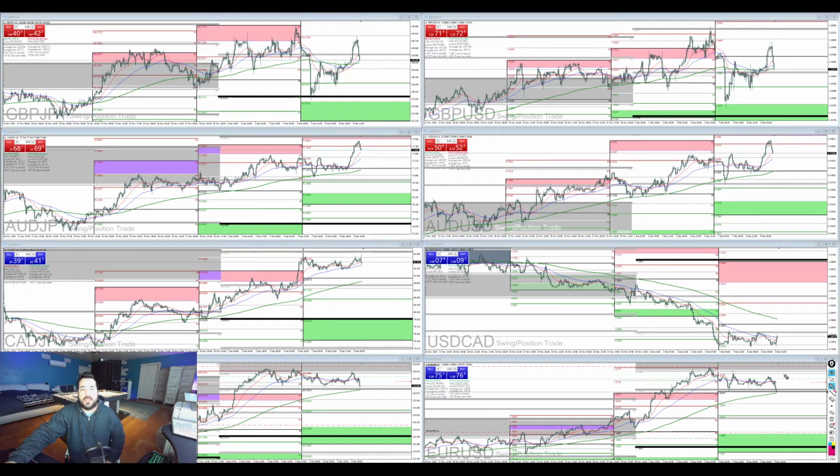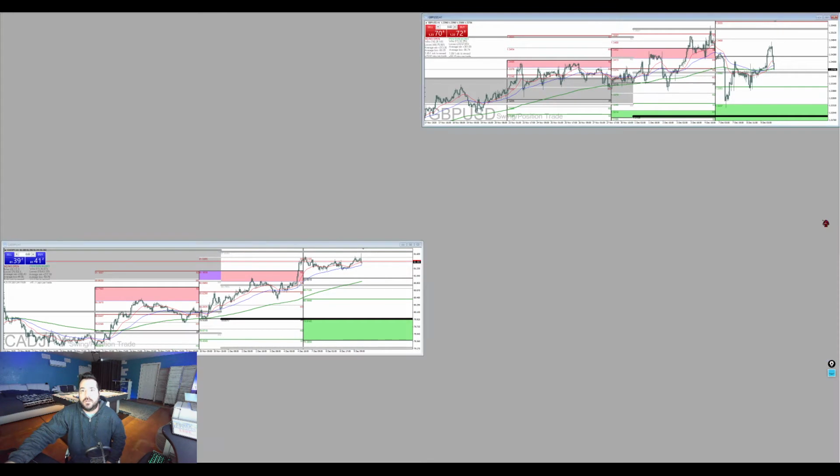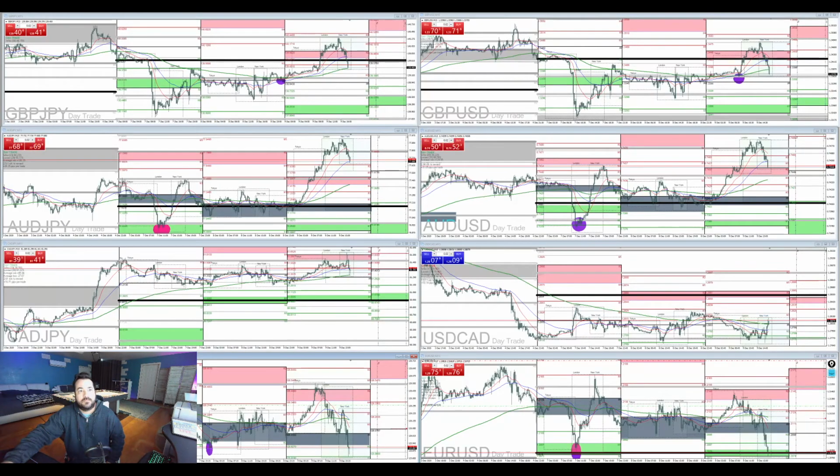Let's take a look at the possibility of day trades for today. I think we're all caught up, aren't we? Day trades. Let's take a look. Okay, yeah, I think we're all caught up.